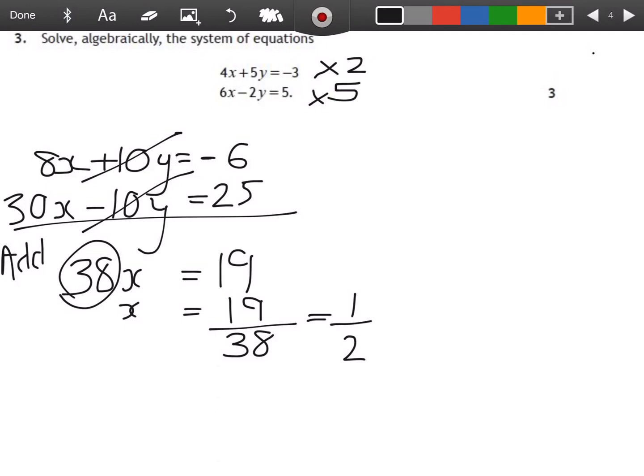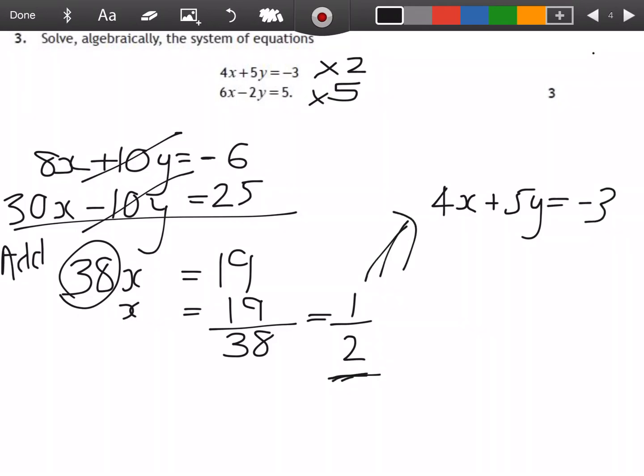Right, let's see. X is 1/2 then, or 0.5. How do we find y? We go back and sub it into one of our original equations. I'm going to go back to the one, if we can avoid a subtraction in the question, it makes it a wee bit easier. I'm going to go back and sub it into the 4x plus 5y is equal to negative 3.